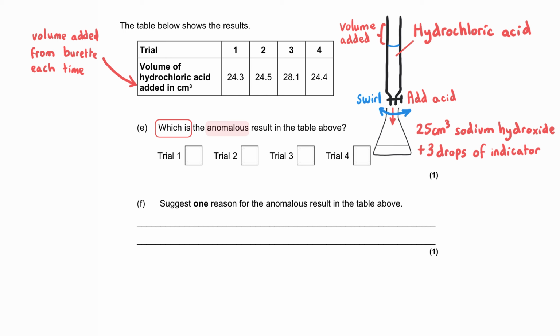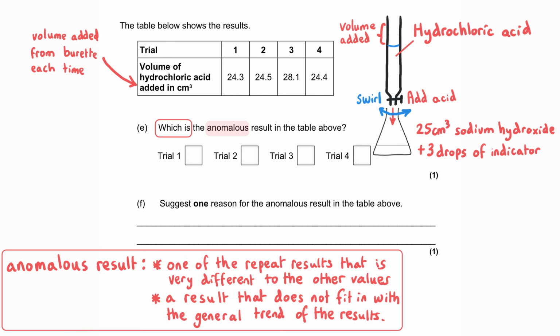An anomalous result is a result which doesn't fit in with the others. So this experiment has been done 4 times, and we would expect the results to be close to each other each time because the same thing was carried out. But one of these values is significantly greater than the other 3. 24.3, 24.5 and 24.4, they are all very close together. 28.1 is much larger, so we need to tick the box for trial 3.